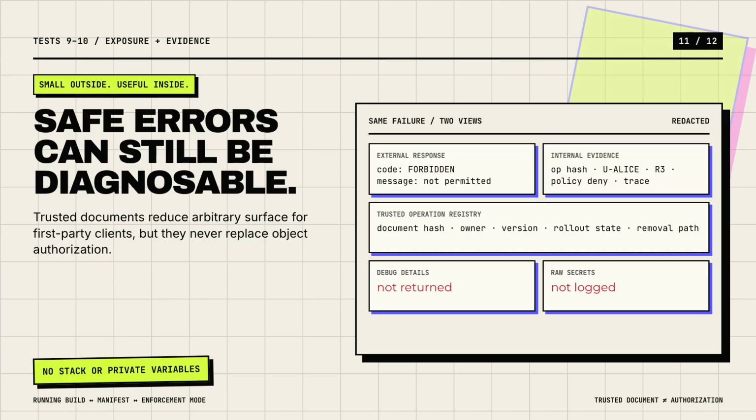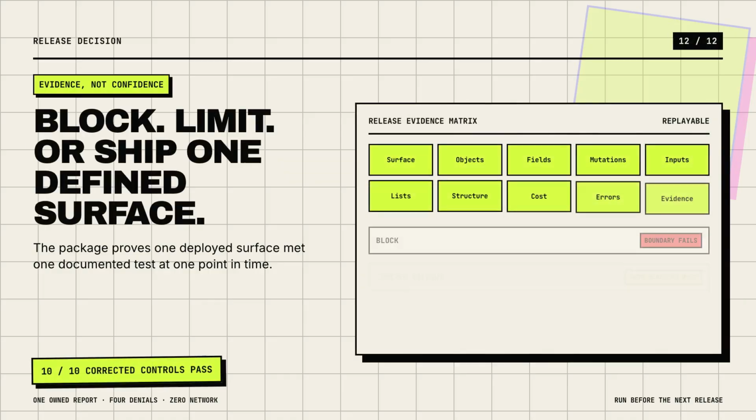Keep release tests for every object path, mutation transition, structural boundary, cost rule, and error mapping. Monitor rejected operations, cost distributions, timeouts, authorization denials, and schema drift without logging raw secrets or private response data. The final evidence ties the running build to the manifest and configuration. Source code intent is not enough if production runs a different router mode. Now, make a release decision.